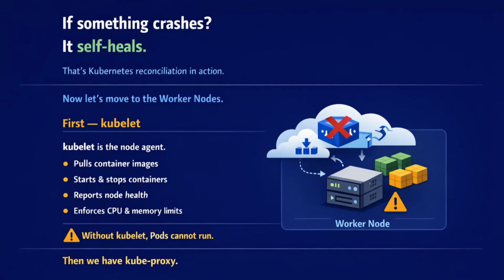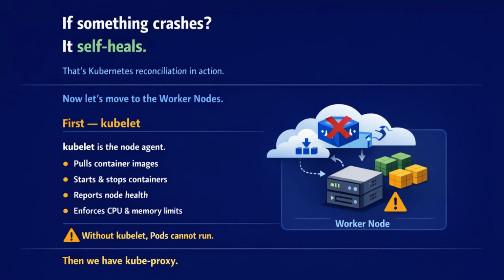Now let's move to the worker nodes. First, kubelet. Kubelet is the node agent. It pulls container images, starts and stops containers, reports node health, and enforces CPU and memory limits. Without kubelet, pods cannot run.